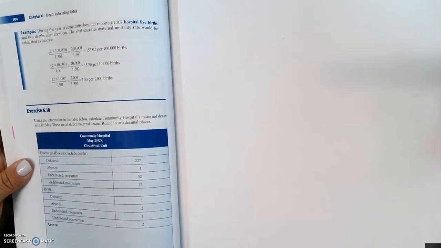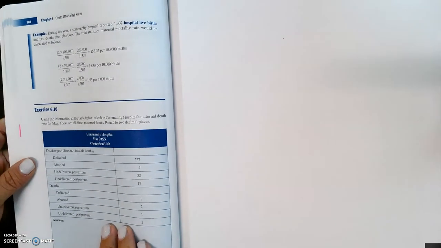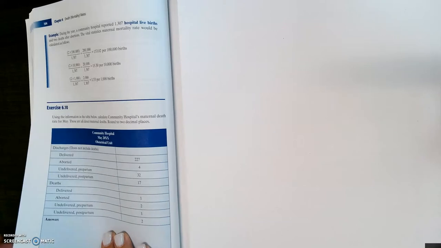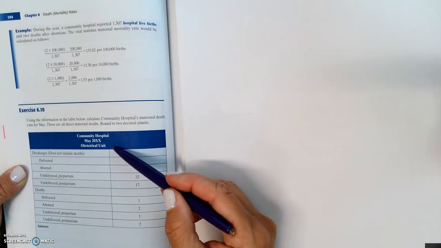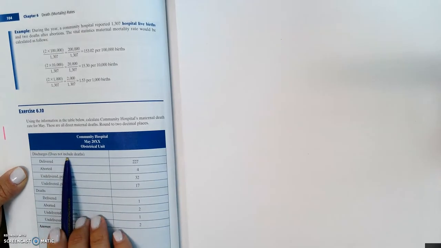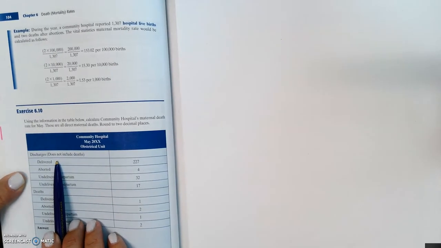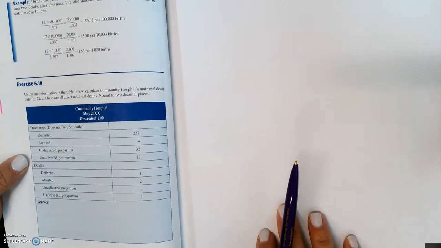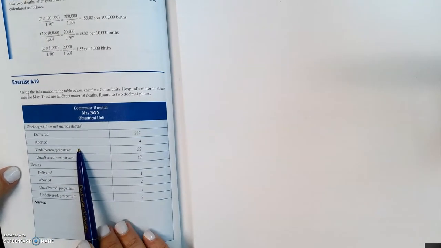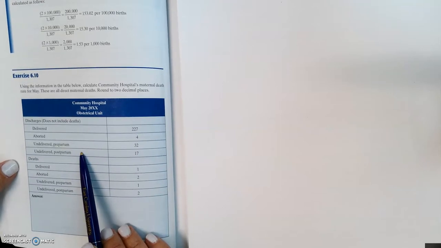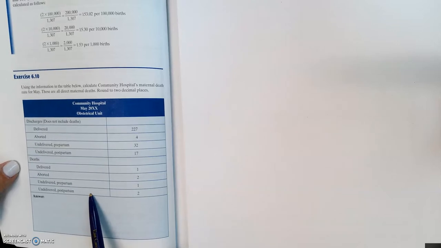So we have in 6.10 a lot of information. So we've got community hospitals, OB unit. The discharges do not include the deaths. We've got the number of delivered, aborted, undelivered prepartum, and undelivered postpartum. And our deaths are all those same categories again.